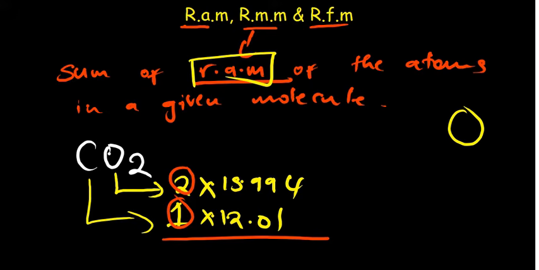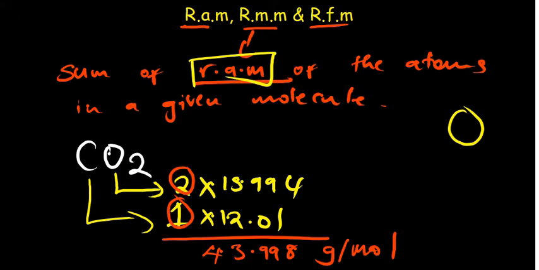So the answer is 2 times 15.994 plus 12.01. So the answer is 43.998. So units used, grams per mole. So basically that is our relative molecular mass.